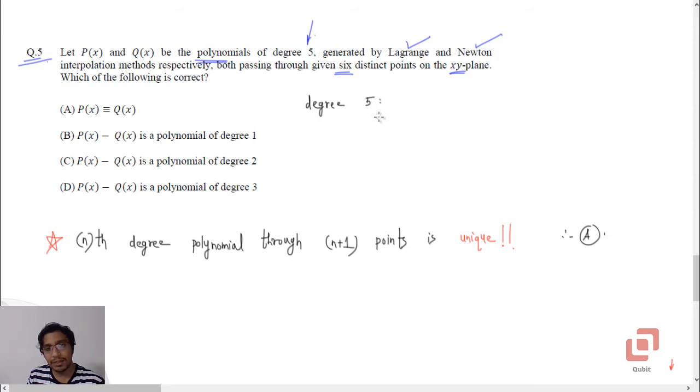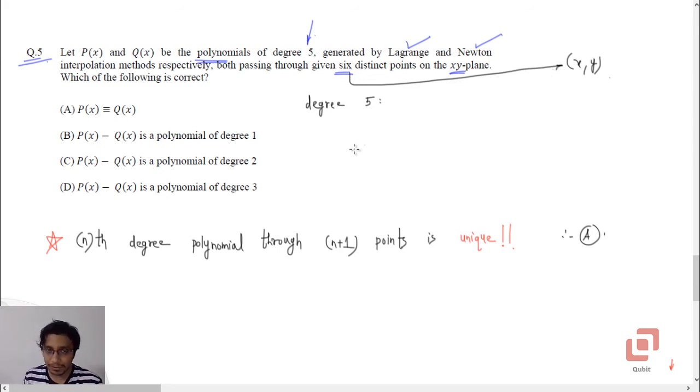Yes, so degree 5 means there will be 6 coefficients. One coefficient each corresponding to the power of x, or the variable x: first, second, third till fifth, and the last one is going to be the constant. So 6 coefficients. And how many distinct points do we have, or how many xy pairs do we have? 6.